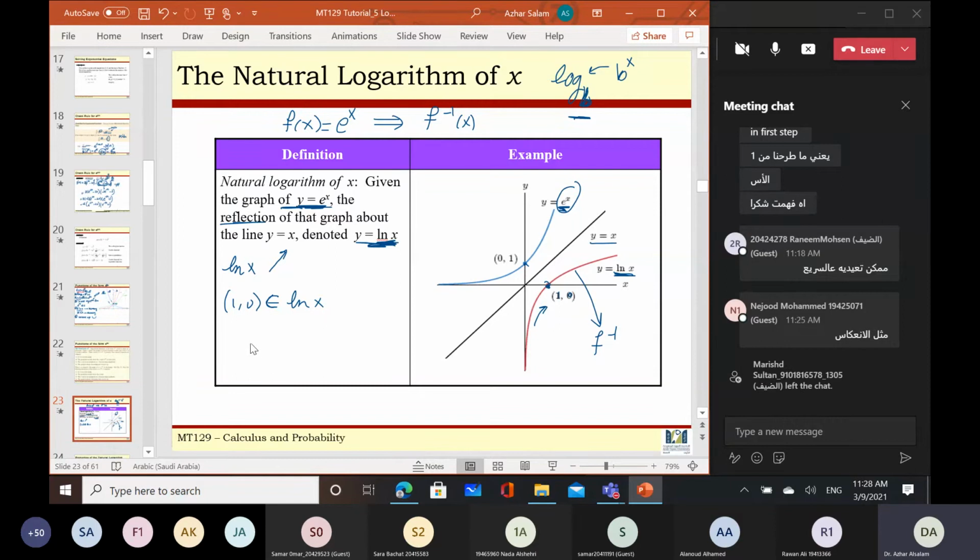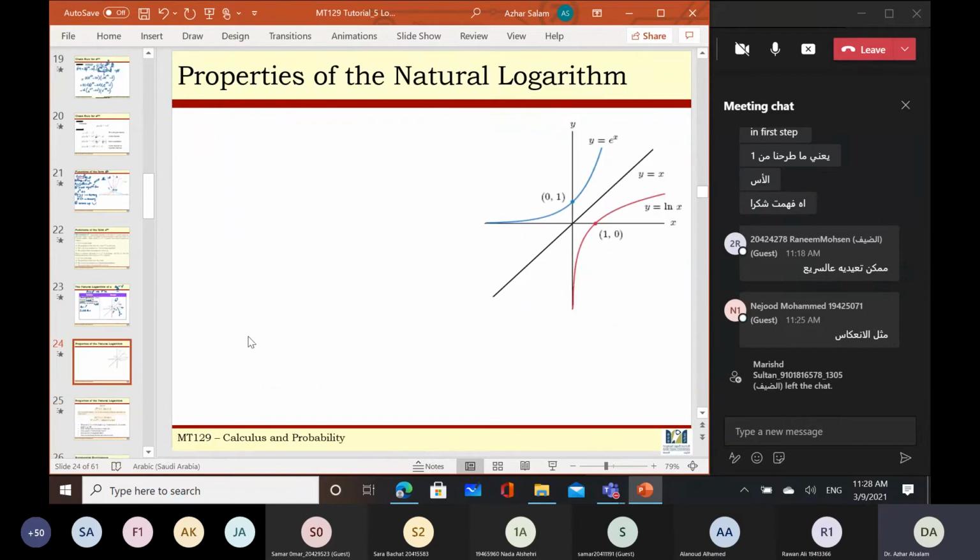Also, I have other properties. Let's write it here. We already said that ln x is increasing. And it has the point (1, 0) always on the graph of ln x. I can write it between brackets or immediately as ln x.